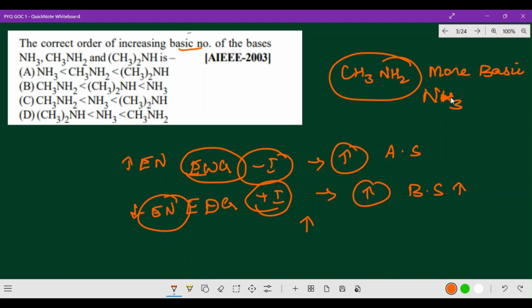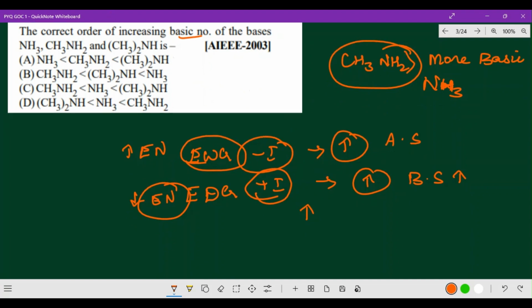NH3, I just put it. NH3. So amines are more basic than ammonia. So that means which is the correct option you will be bringing over here. Ammonia is the least basic comparatively to amines. So in that, ammonia is the least, which means this is the correct option.